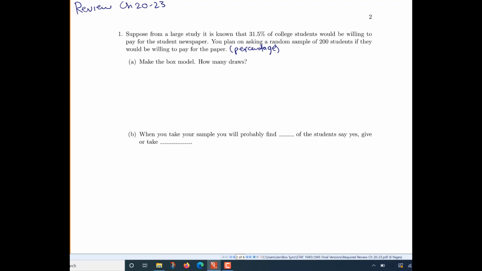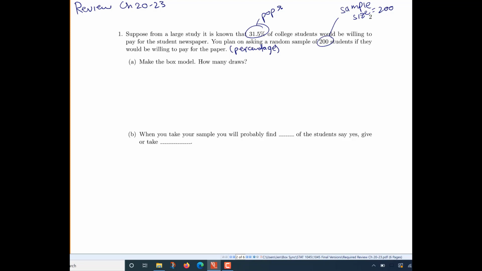Let's see, so when I look at it, first thing I notice is at the beginning, suppose from a large study it's known that 31.5% of college students would be willing to pay. That doesn't sound like they're talking about a sample. That sounds like it's the population. So I think that is our population percentage. And you're going to take a sample of 200 students, so my sample size equals 200.